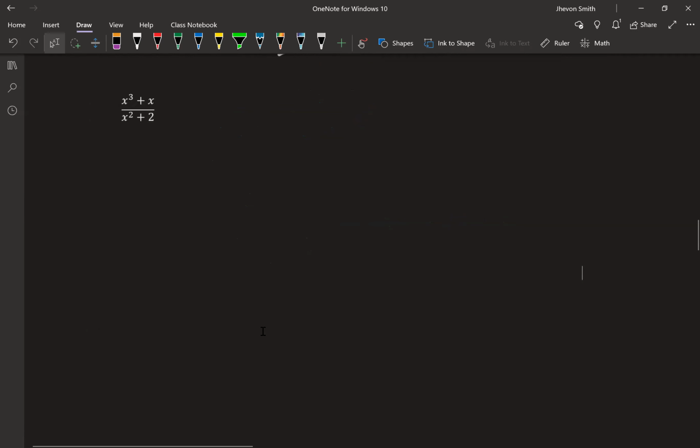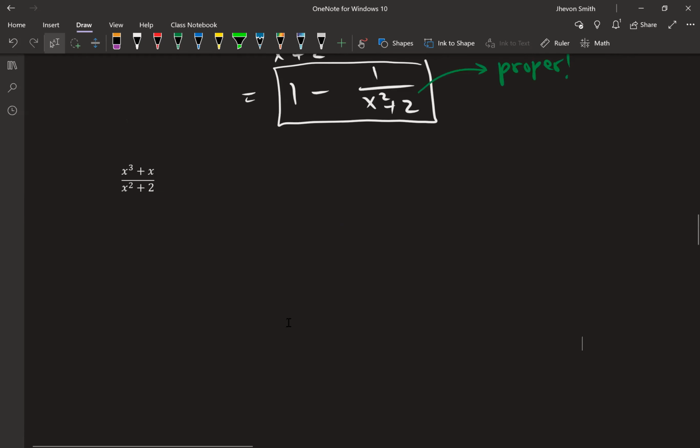Okay, so here's another example. Yeah, they look fun, right? You guys are going to have all the fun. All right, so here's another example. I have x cubed plus x over x squared plus 2. Again, it's not proper. However, we can try to find a way to get the denominator in the numerator. What would that take in this situation?